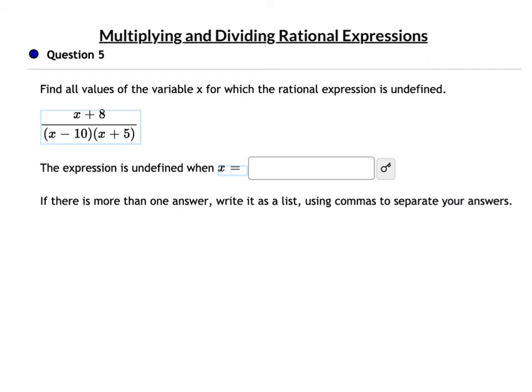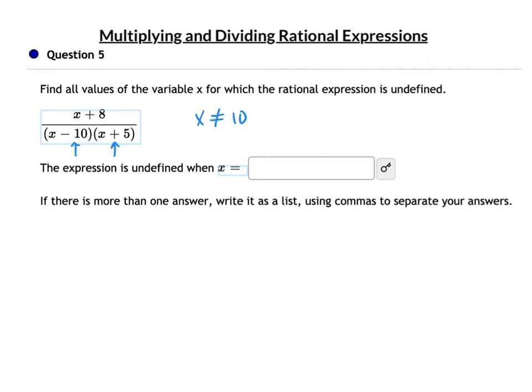And here we are. We're getting to restrictions. Look at each factor. Ask yourself, what would make 0? Because if you plugged in that number, you would then be dividing by 0, which is not possible. I can see here that x could not be 10, because 10 minus 10 is 0. 0 times whatever x plus 5 is will be 0, and I'd be dividing by 0.